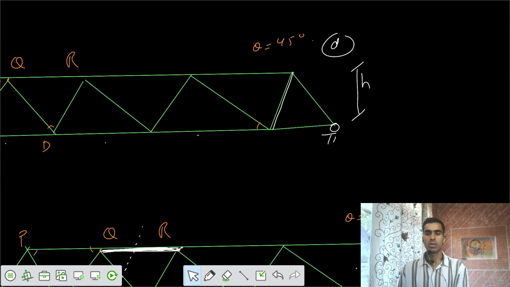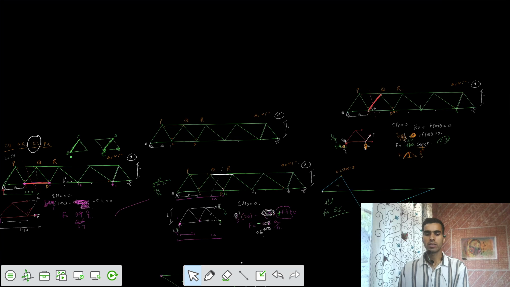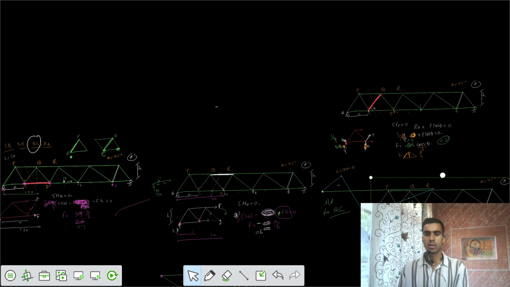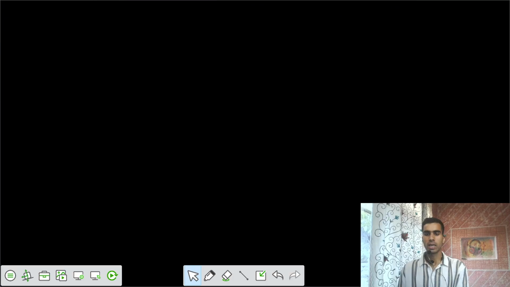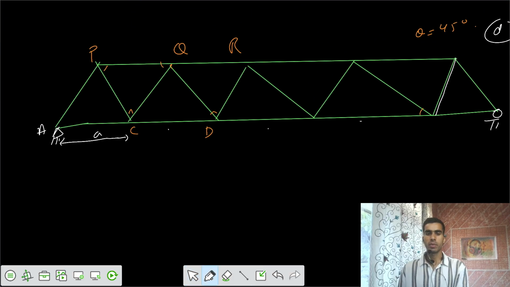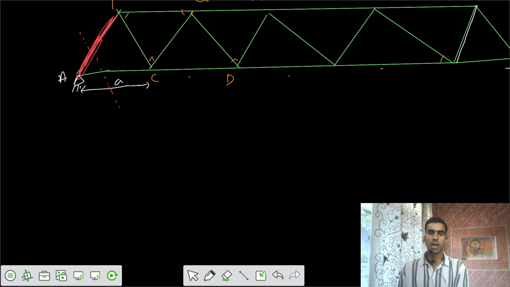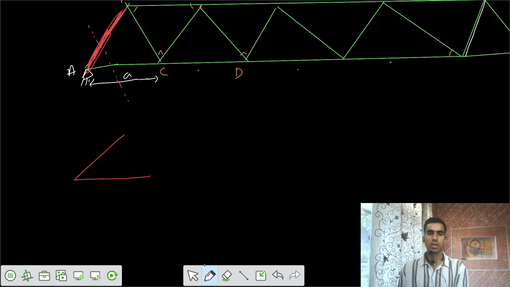Let's go for the PA. ILD for PA. So this is your concerned member PA. I'm going to cut the section in this way, which is much easier to calculate. There will be some reaction RA, and we have the unknown force F at some angle theta, and we have some other force also here. We don't care about that.